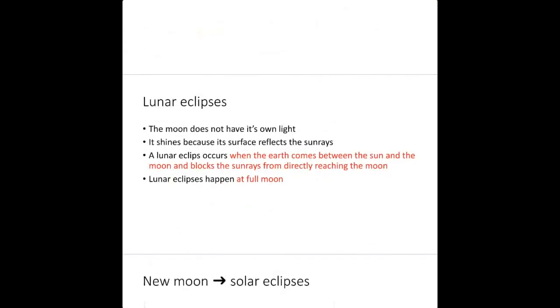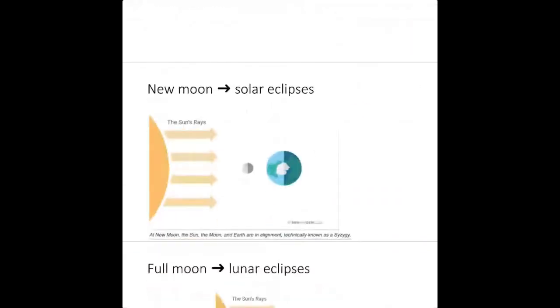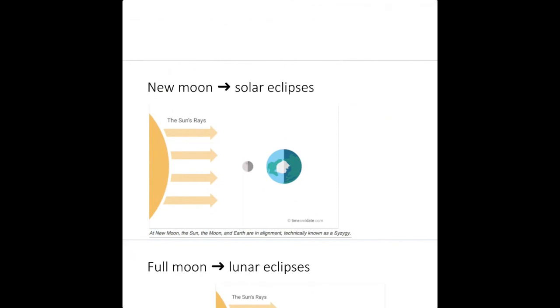What about lunar eclipses? Well, since the moon doesn't have its own light, it shines because it reflects the sun's rays. And so when the light of the sun is blocked, then we have a lunar eclipse. Lunar eclipses occur when the Earth comes between the sun and the moon and blocks the sun's rays from directly reaching the moon. Lunar eclipses only happen at full moon. As I told you, solar eclipses only happen at new moon, when the moon is in between the sun and the Earth.